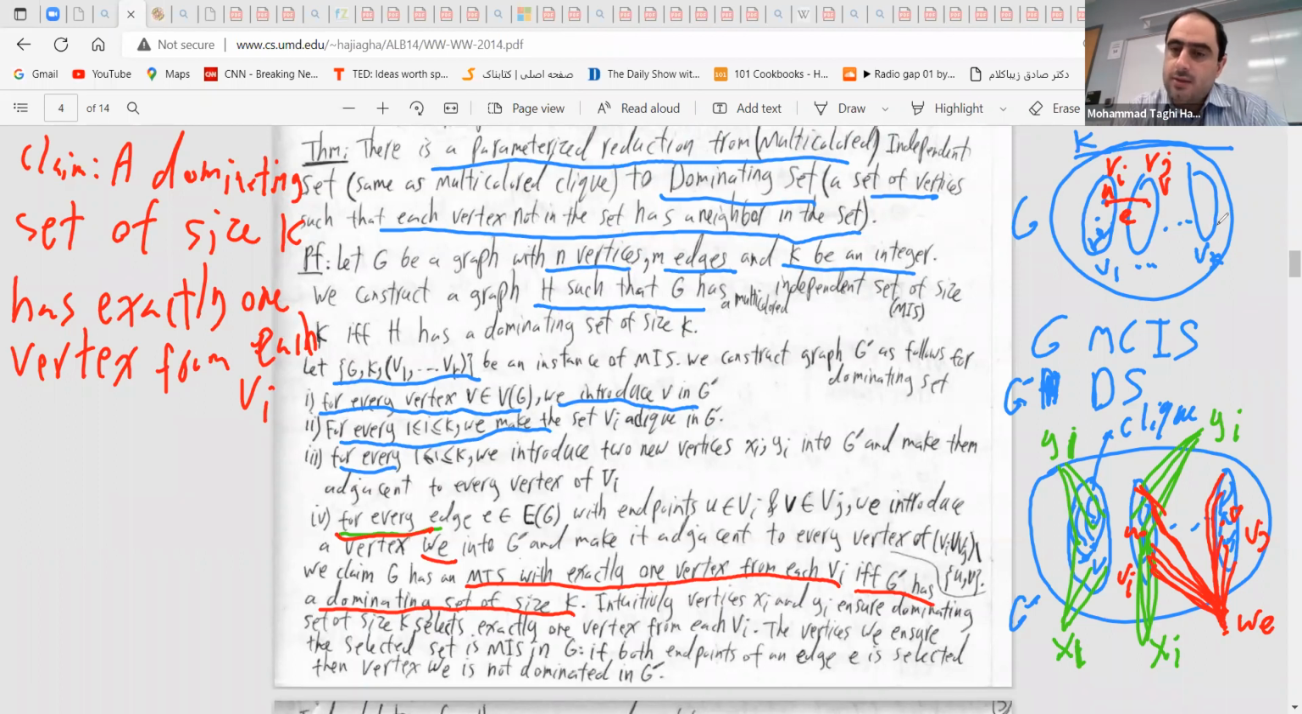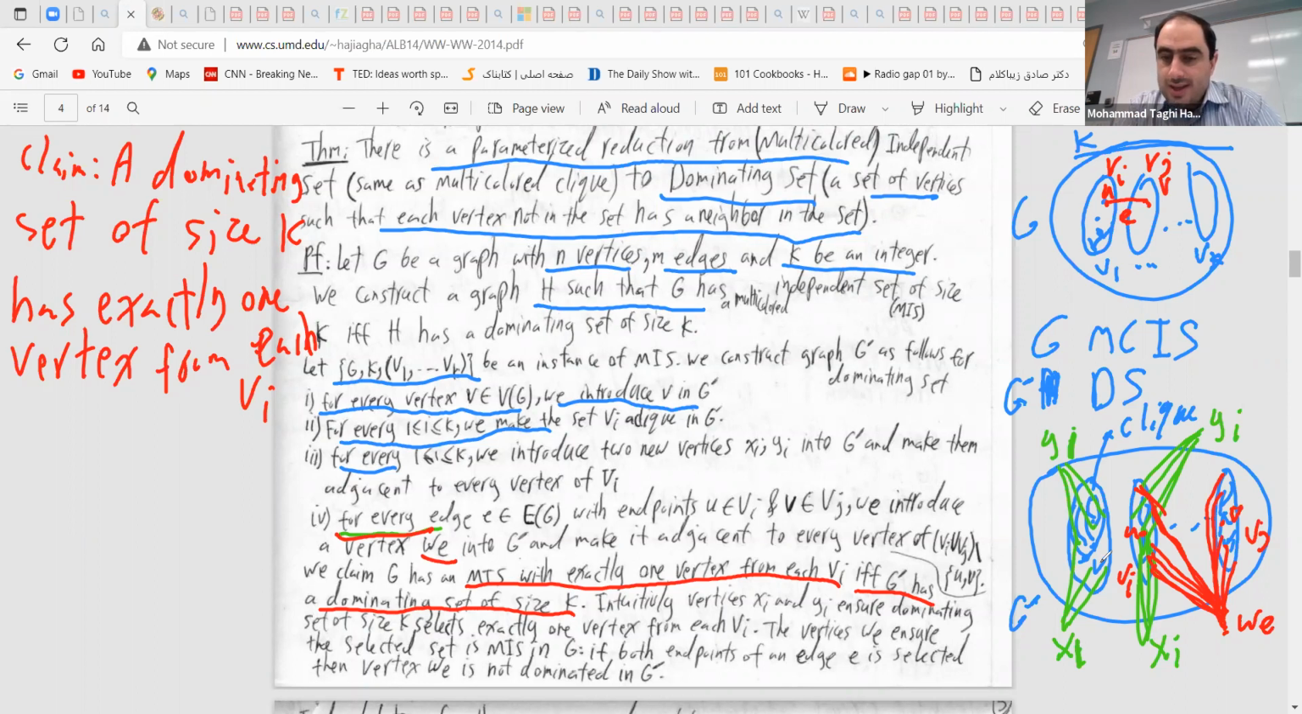Note that here also there is one difference. So all vertices in Vi here, there are no edges between them because we want to create an independent set that contains only one vertex from each of them. And here we are making everything a clique. Good. So that's essentially the whole proof that we want to show, that any dominating set of size K has exactly one vertex from each Vi.